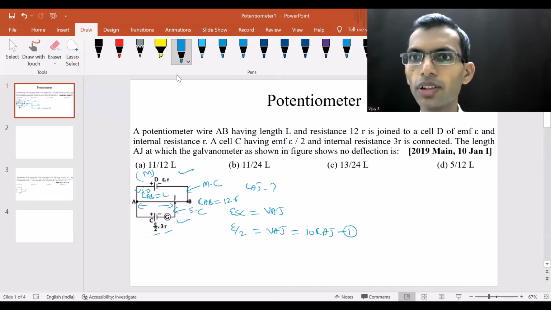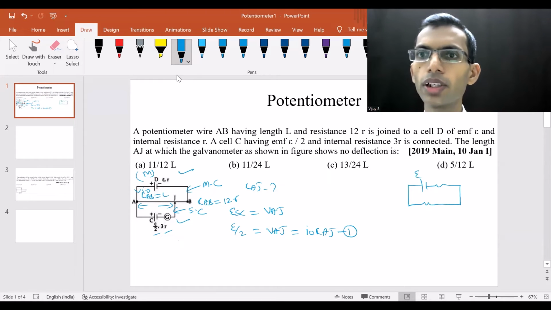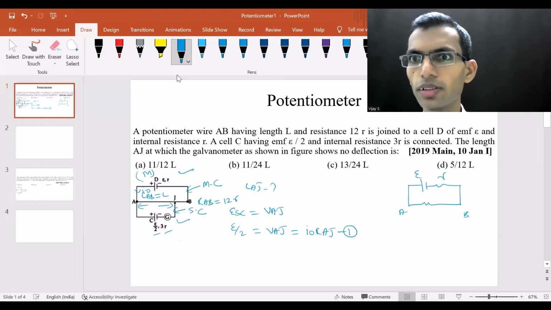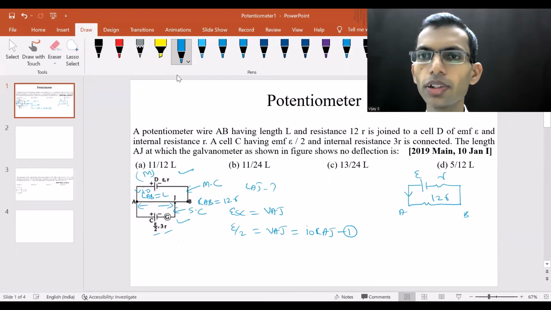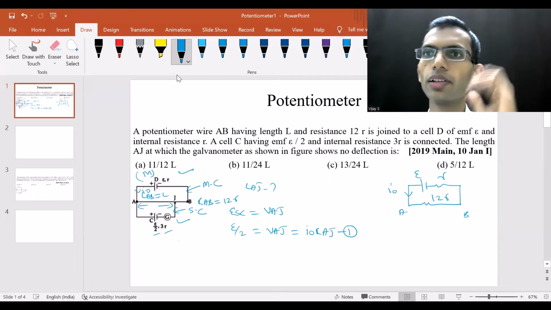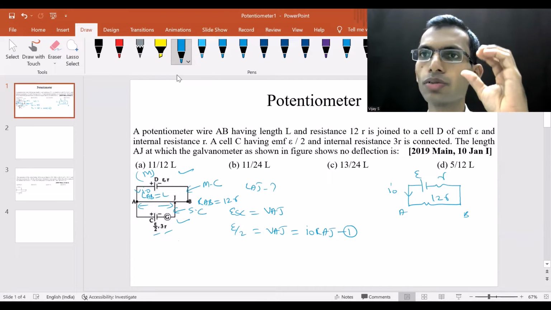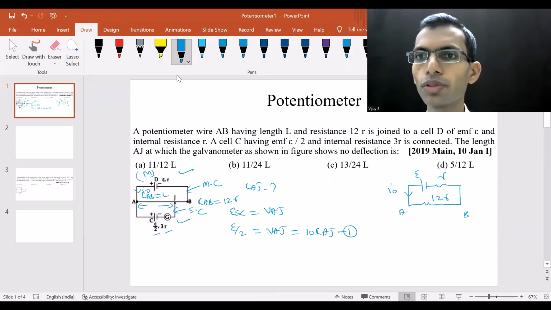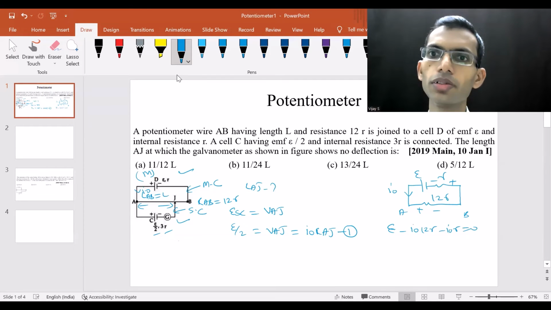So let me draw the electrical equivalent circuit of the main circuit. Here we know the main circuit cell EMF, its internal resistance R, and the wire AB resistance, that is 12R. We already assumed the current flowing through the main circuit as I0. We know that current always flows from higher potential to lower potential. Therefore, we indicate positive and negative signs in the direction of current flow. So when we apply KVL, what are we going to get? E minus I0 into 12R minus I0 into R is equal to 0.